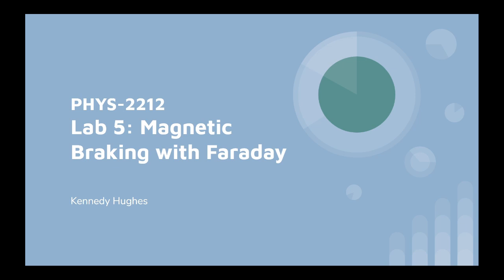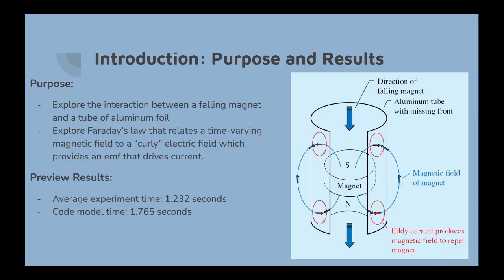This is Lab 5, Magnetic Braking with Faraday. The purpose of this lab is to explore the interaction between a falling magnet and a tube of aluminum foil. We'll explore Faraday's law that relates a time-varying magnetic field to a curly electric field which provides an EMF that drives current. These are the preview of our results.